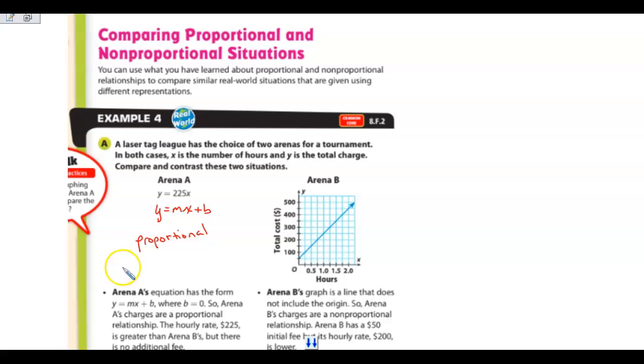In my arena B, when I take a look at this, remember, to be a proportional relationship, the line has to pass through what point? The origin. When I look at this one, it's passing through right here. Is this at the origin? No, it is not. So that means that this one is non-proportional.